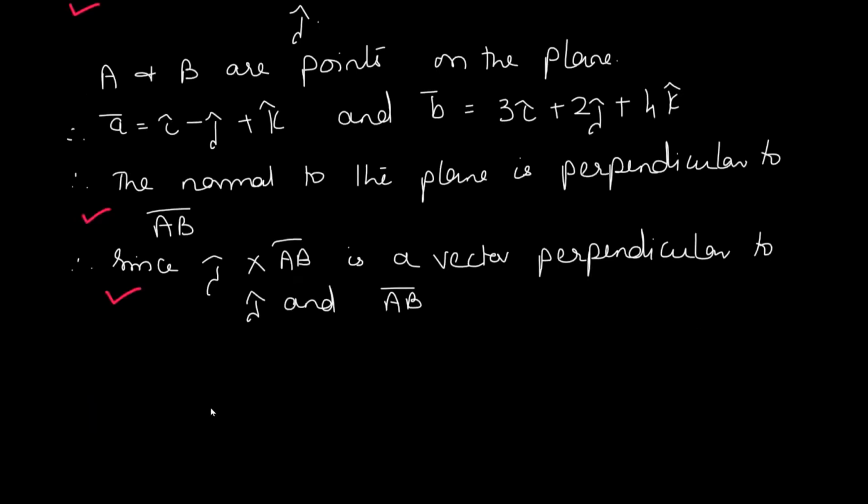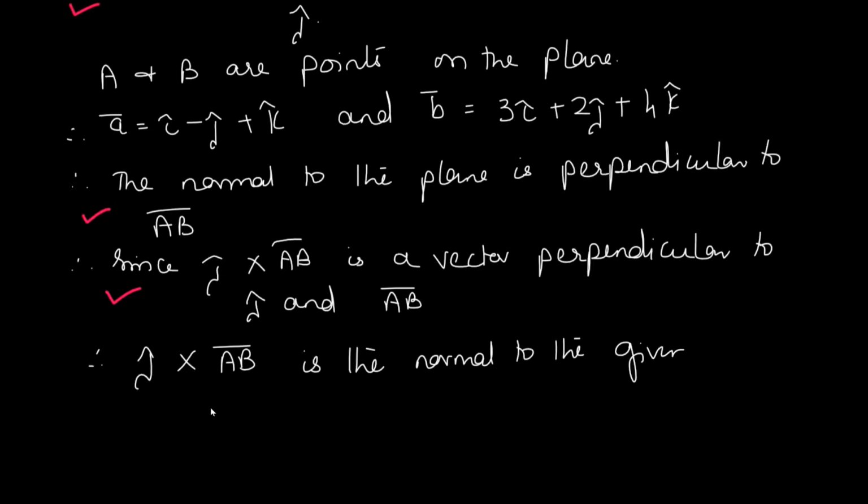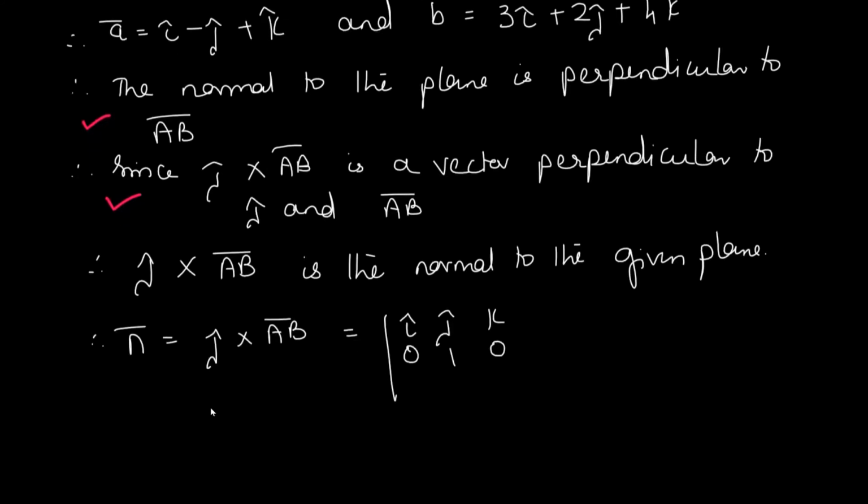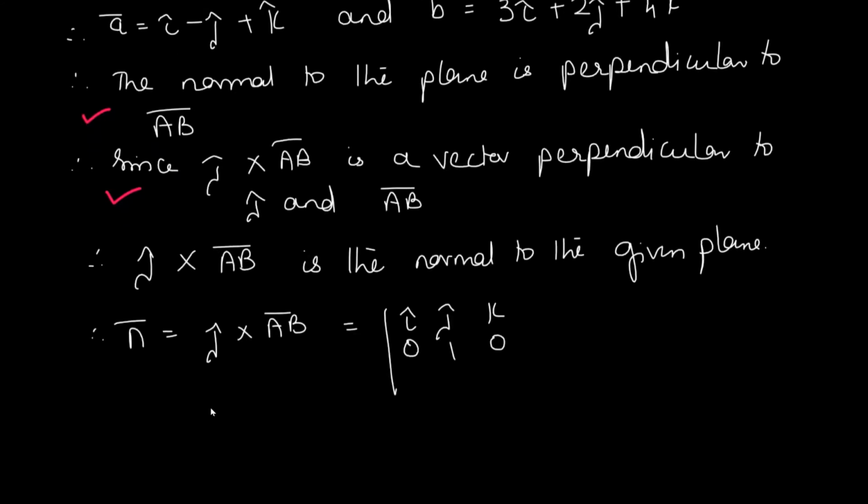So we say that therefore j cross AB bar is the normal to the given plane. So now we have to find out what is j cross AB bar. Therefore we have the normal, that is n bar, equal to j cross AB bar, which is given by the determinant of i, j, k. In the first row we have only the j vector, so 0, 1, 0, and in the third row we have AB bar.